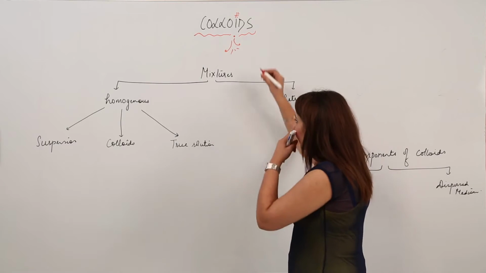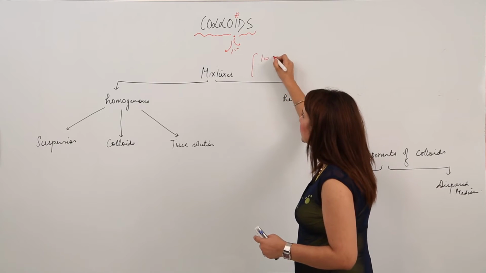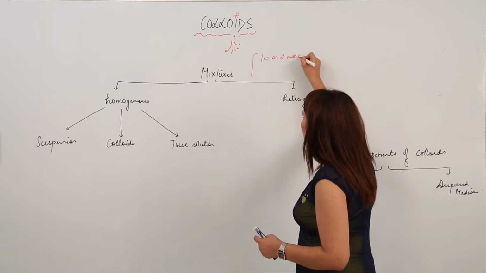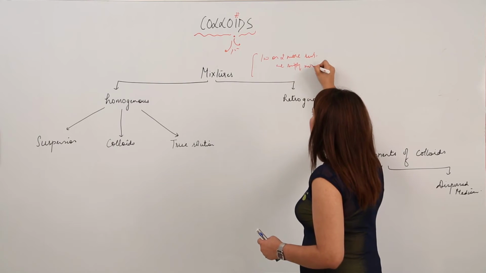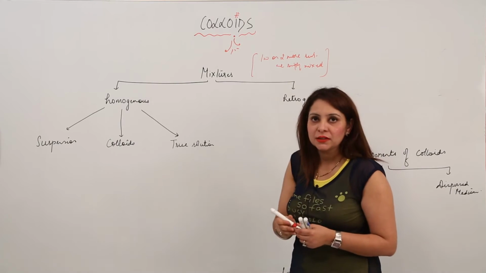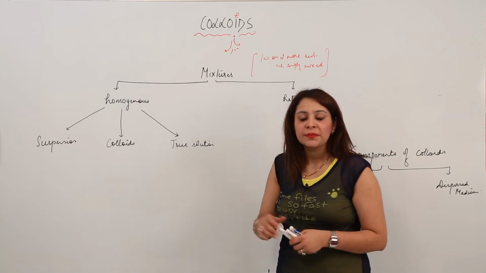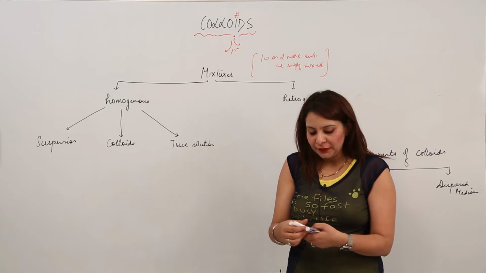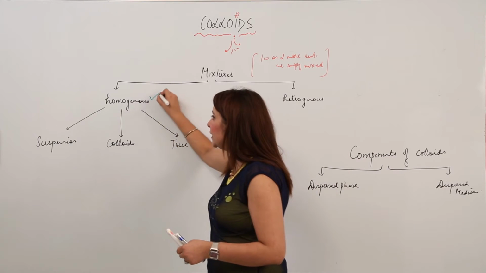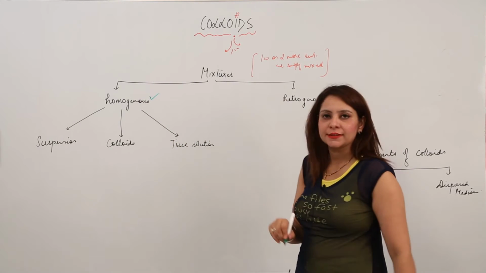So likewise we can write: when two or more substances are simply mixed but not chemically combined, they form mixtures. Now we categorize the mixtures into two types depending upon the properties. One is the homogeneous, the other is the heterogeneous.